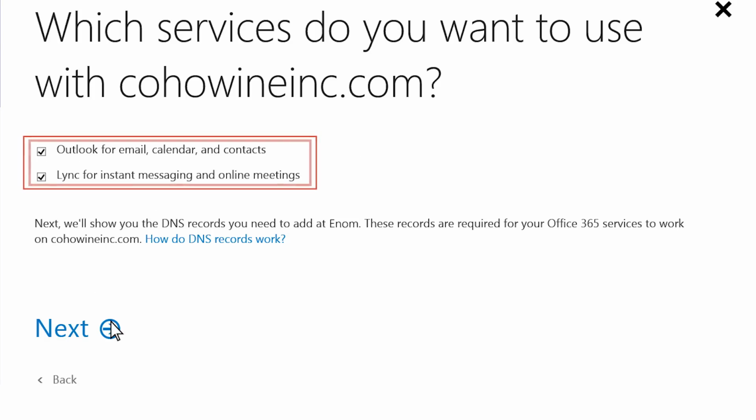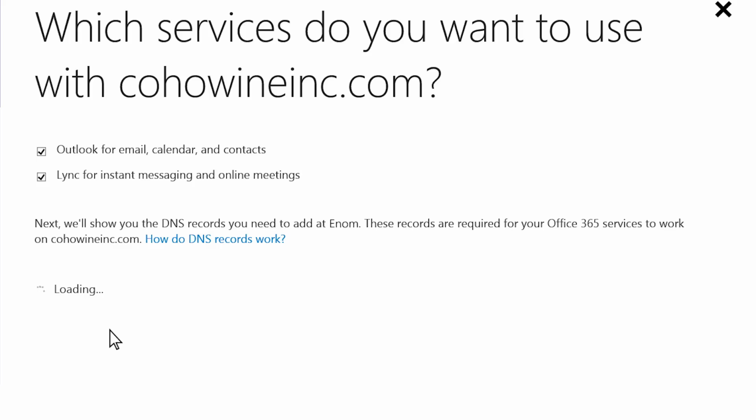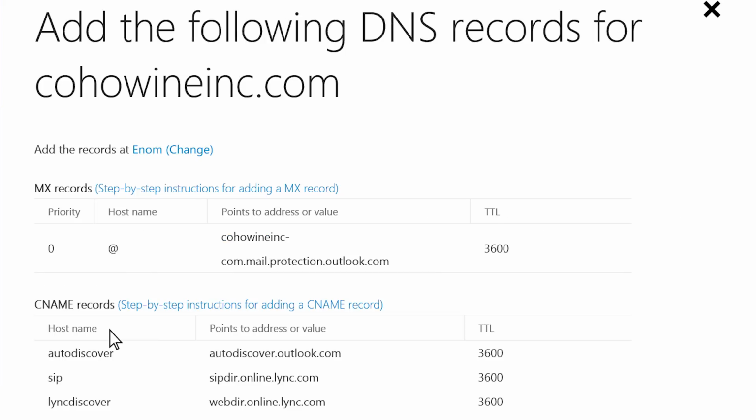I choose the services that I want to use, and then click Next to get ready to set up DNS for the services. There are more records I need to add at enom to make my email and other services work with my domain in Office 365. Let's start with the MX record for my email. I'll copy the values from here to make it easier.